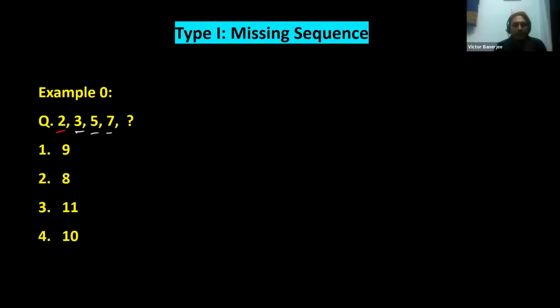Now look at this number. Actually, 9. See, it has to be a common logic. As you say, 2, 3, 5, 7, 9. If you feel it's odd numbers, there is an even number 2. So it's not the odd numbers. And someone is saying 11. Yes, 11 is the correct answer.